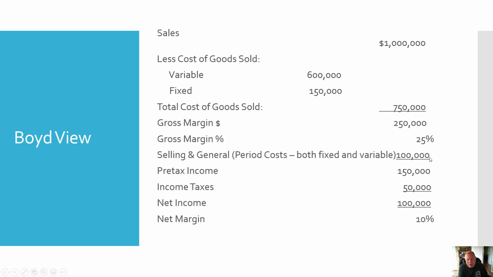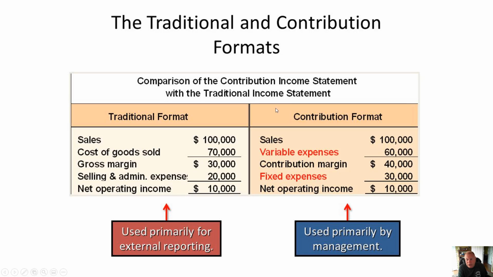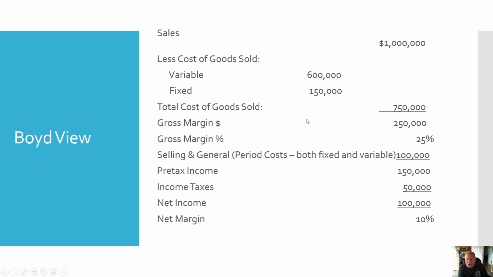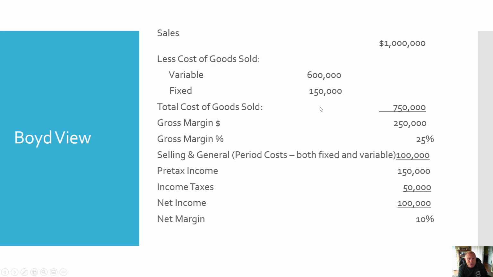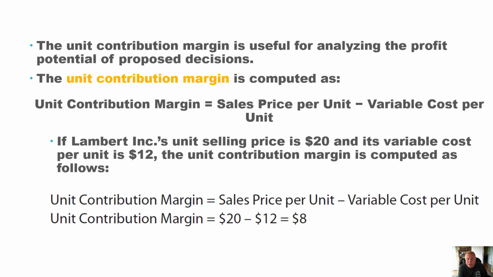So pre-tax income, income taxes, net income, net margin, which is the net income divided by sales. So essentially this is just a slight modification on this contribution format and blends the two of these together. Again, it's management decision. If I were running a company, I'd probably do it that way. But this just shows that you can adapt managerial accounting to what the needs of management are.